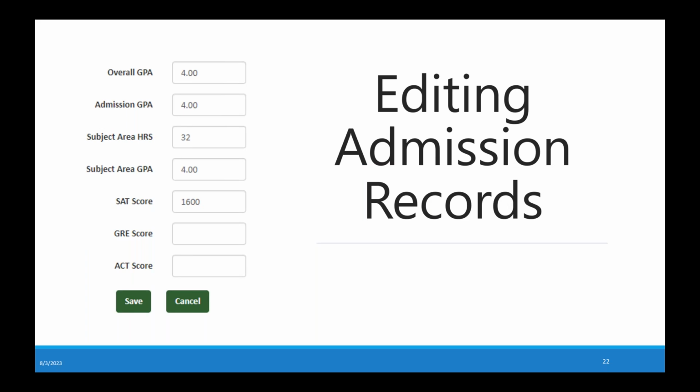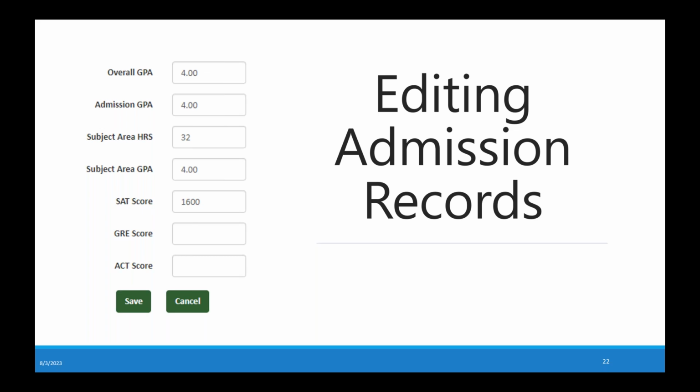When reviewing admissions data for completeness and accuracy, you may need to edit certain numbers due to data entry errors or to add missing data like SAT, ACT, or GRE scores if relevant for your EPP. You can access editable fields through admissions search or maintain admissions options. Additionally, admission records have the upload to edit functionality.